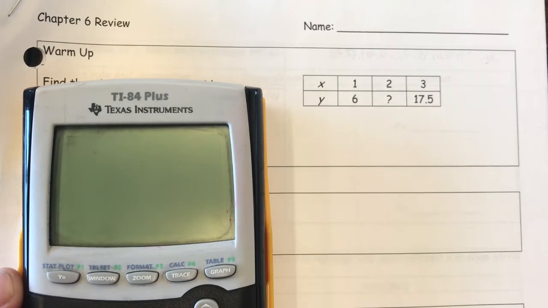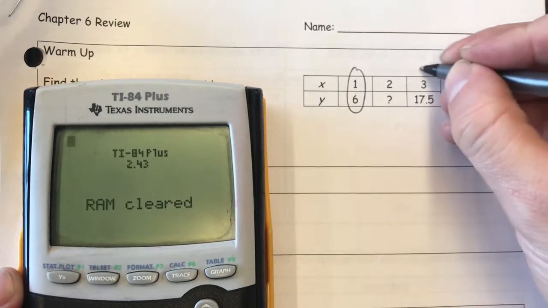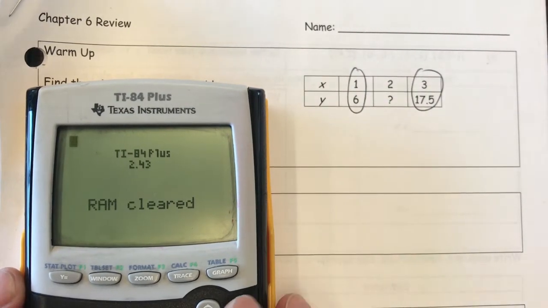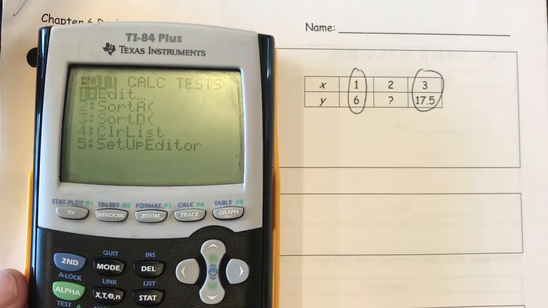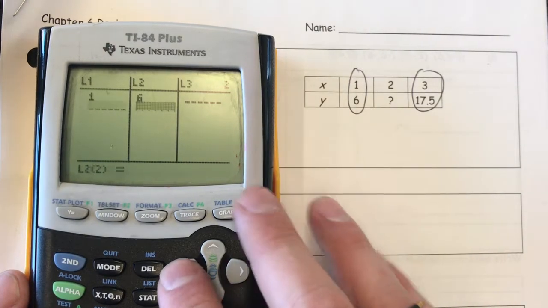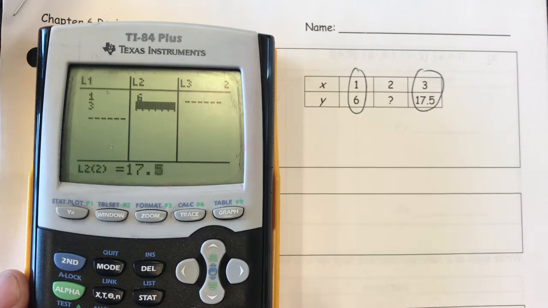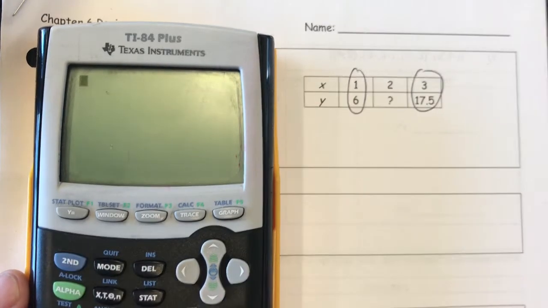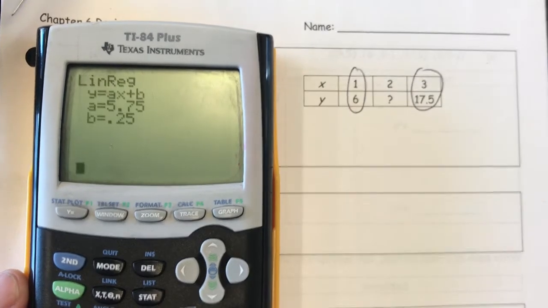Second plus 7, 1, 2. I'm going to use the points that I can. So I'm going to use 1, 6 and 3, 17.5. There's other ways of doing this, but this is the way that I want to do it. So stat edit. 1, enter. 6, enter. 3, enter. 17.5, enter. Okay. Second mode, quit. Stat, go to calc, go to lin-reg, enter.